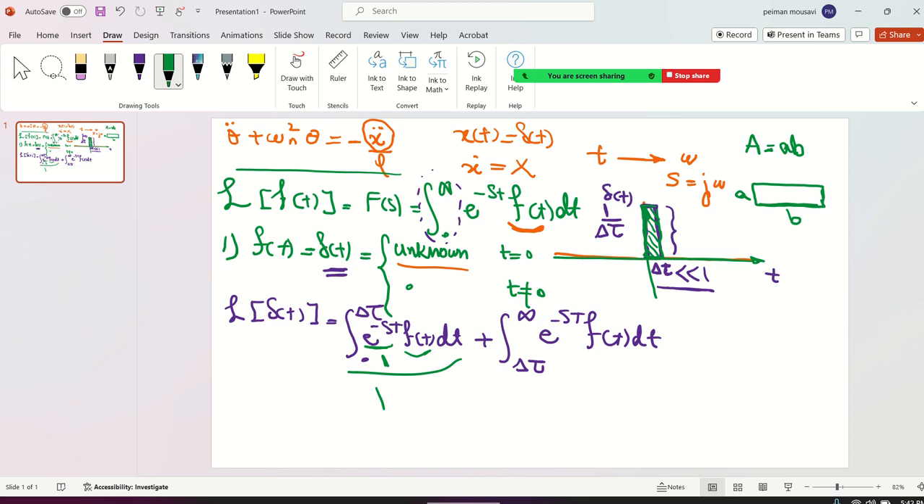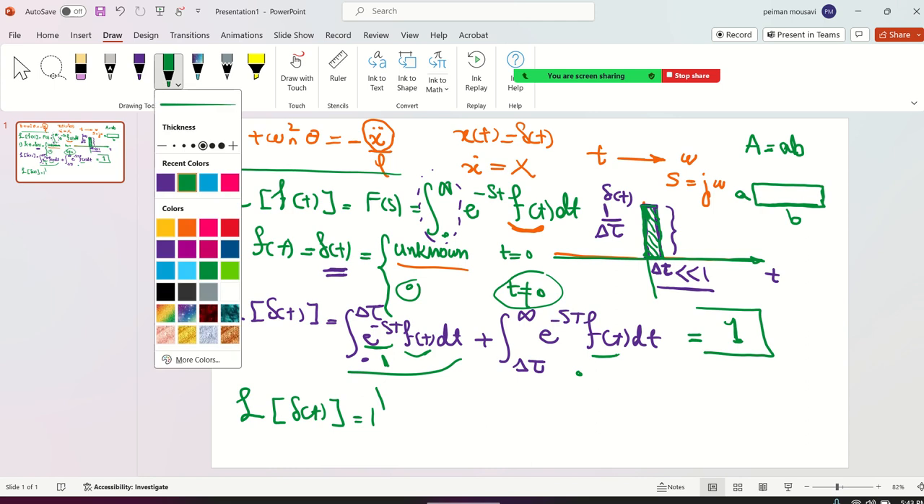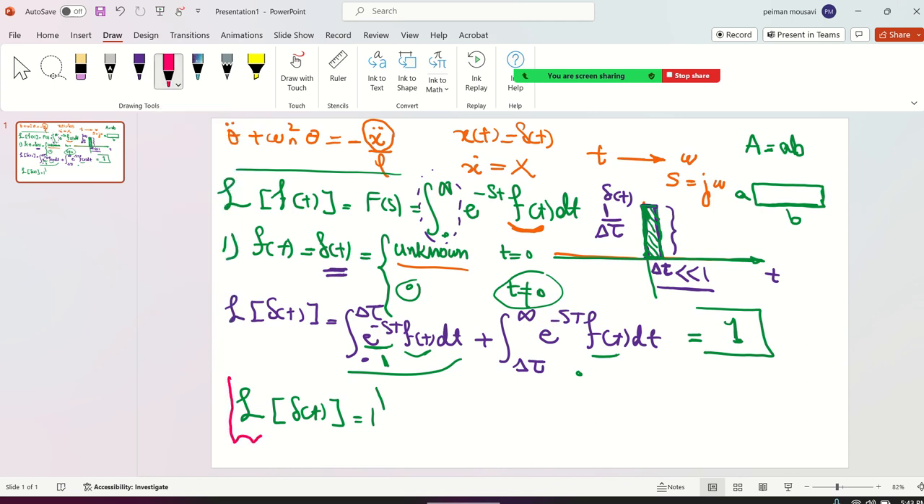And after delta tau, f of t is 0. See here? It's 0, so this part is 0. So the Laplace of impulse is 1. We got it, simple like that. So the first rule, you got it: the Laplace of impulse is 1. Here we go. You found it.